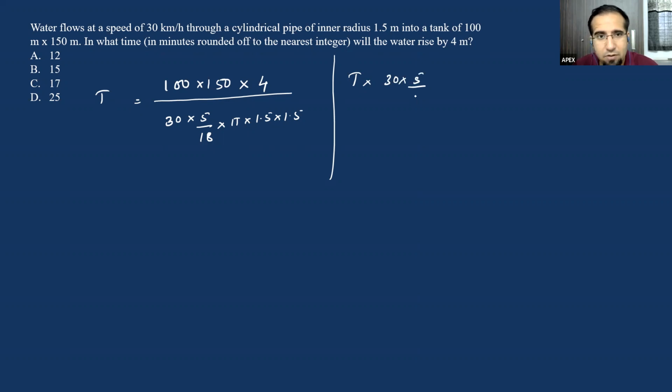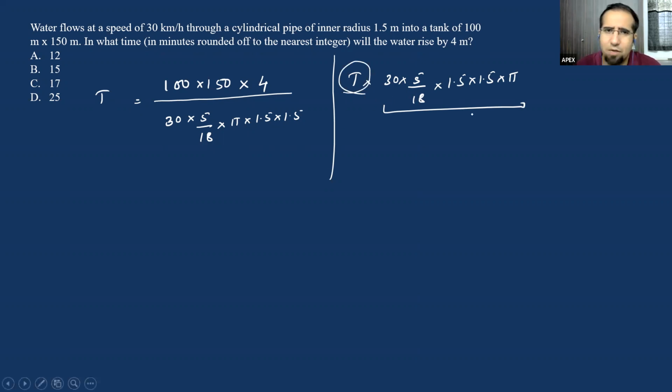Meters per second, right? So each second, these many meters are going, and there is a radius also involved, and there is a cross section also involved. So this is the amount of water going each second, and this should be your total time. This is the total volume, which is equal to the volume of the tank. Now, I guess if we solve this, I think the answer here is going to be 17 here.